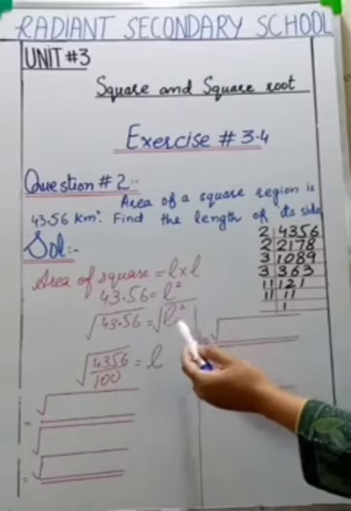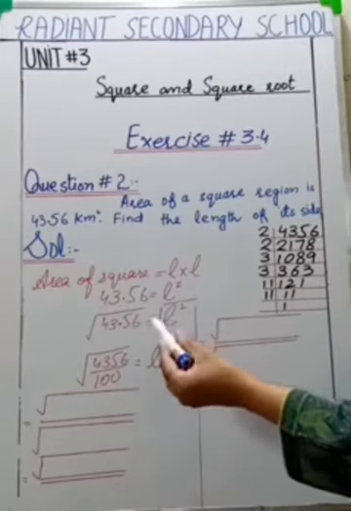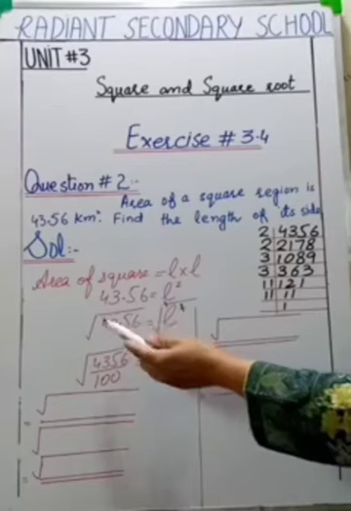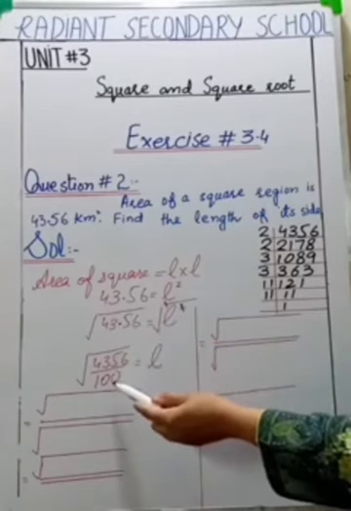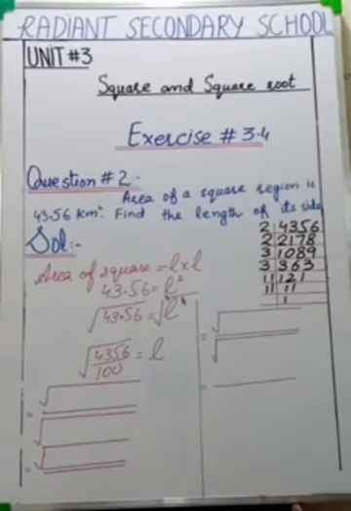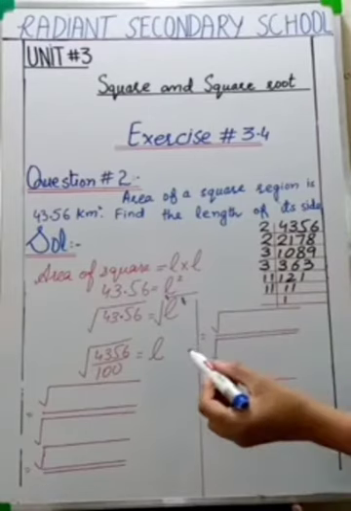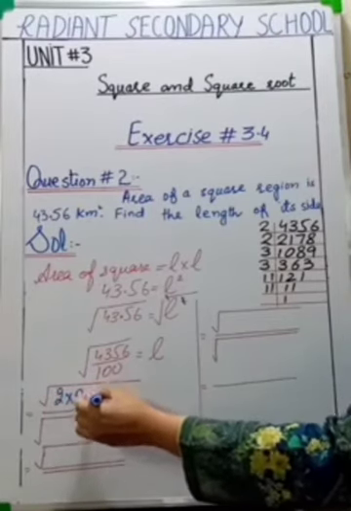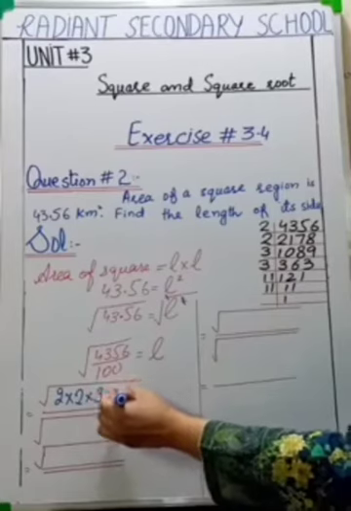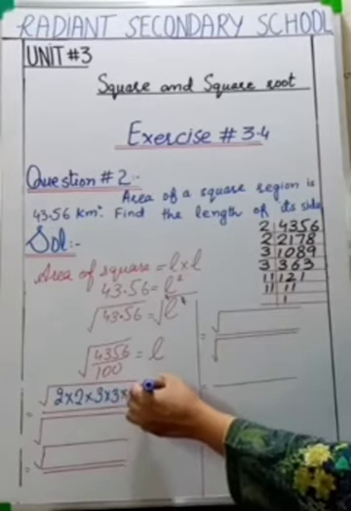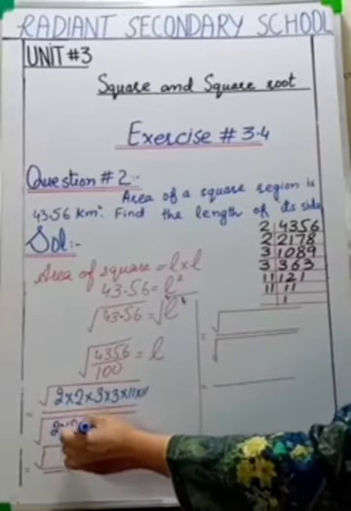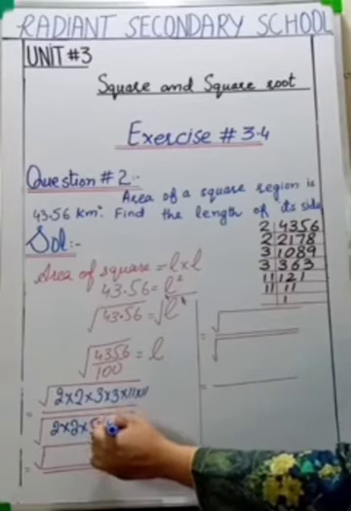In place of area, you will write 43.56. To find the length, I will put square root on both sides, and here square root and square will be cancelled out. Because the area is in the decimal form, you have to convert that into the fraction. After making it a fraction, you will make factors of 4356 and 100. The factors of 4356 are 2 into 2 into 3 into 3 into 11 into 11. And factors of 100 are 2 into 2 into 5 into 5.